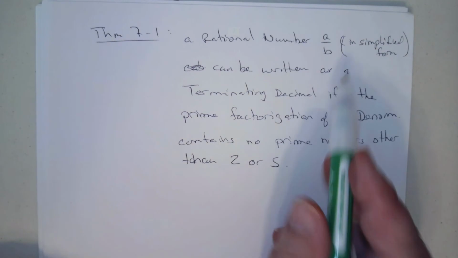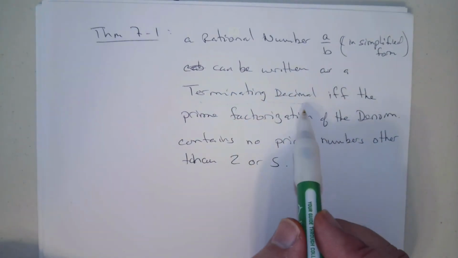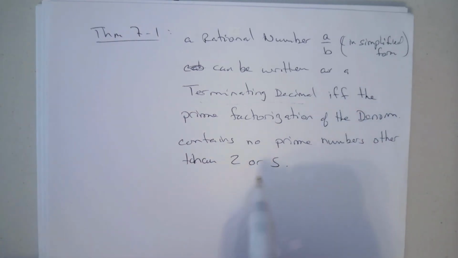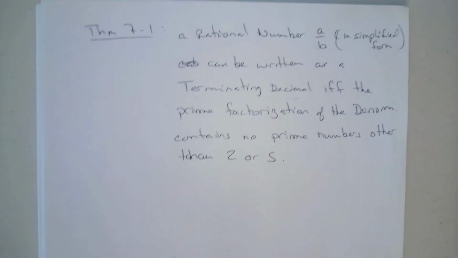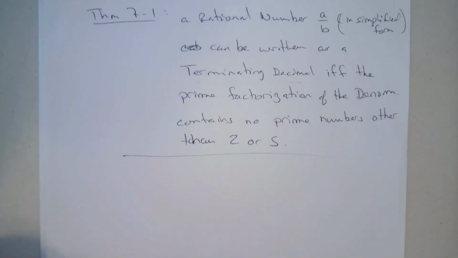So a rational number, a over b, cannot be written as a terminating decimal unless the bottom number can be factored into only factors of 2 and 5. No other prime numbers can be down there. Let's look at some examples.